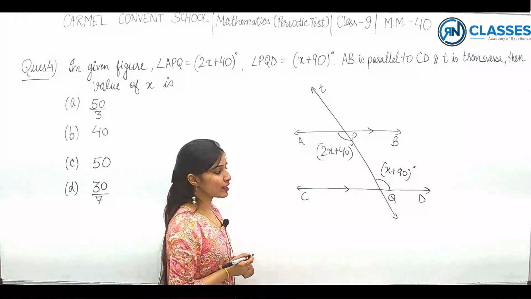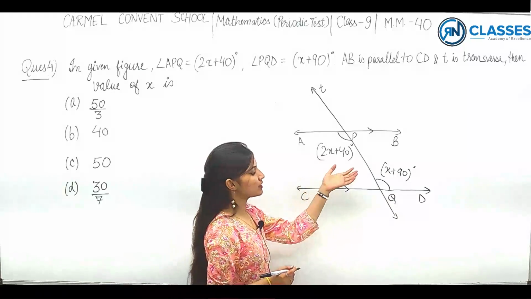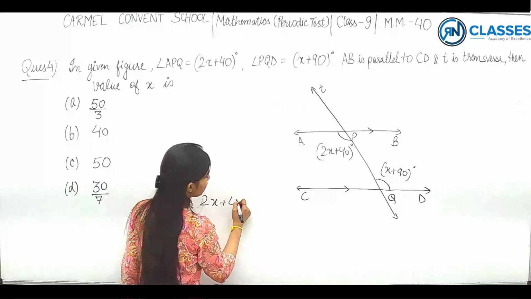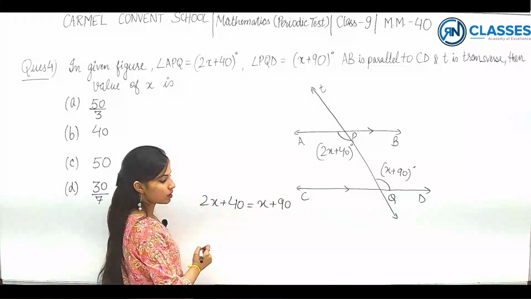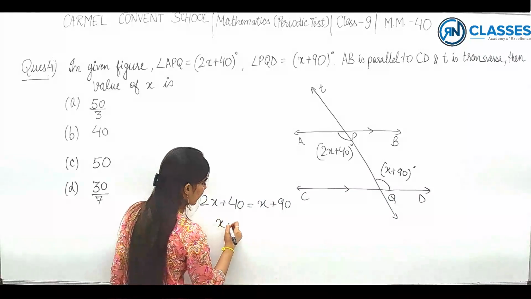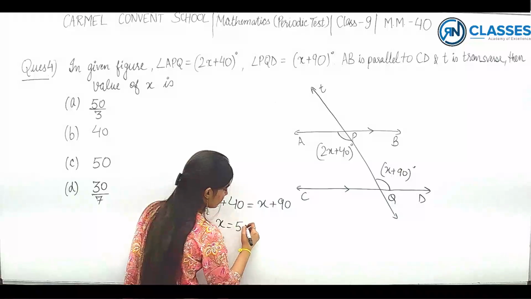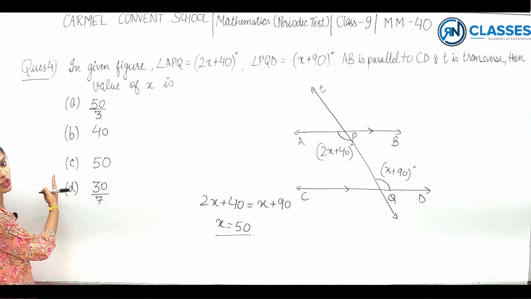So if these two lines are parallel, then these are alternate angles. So these must be equal. Therefore, 2x plus 40 is equal to x plus 90. So from here, what does x come out to be? x comes out to be 90 minus 40, that is 50. So our answer is option C.